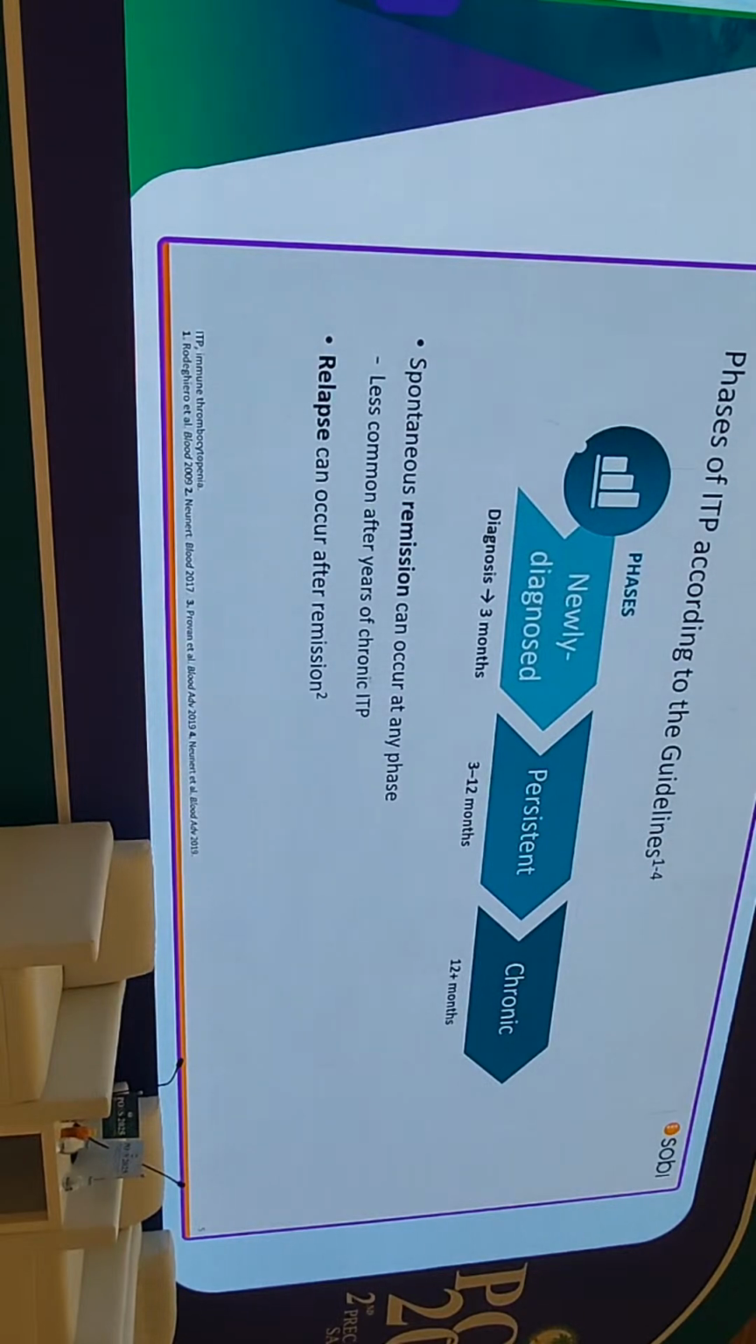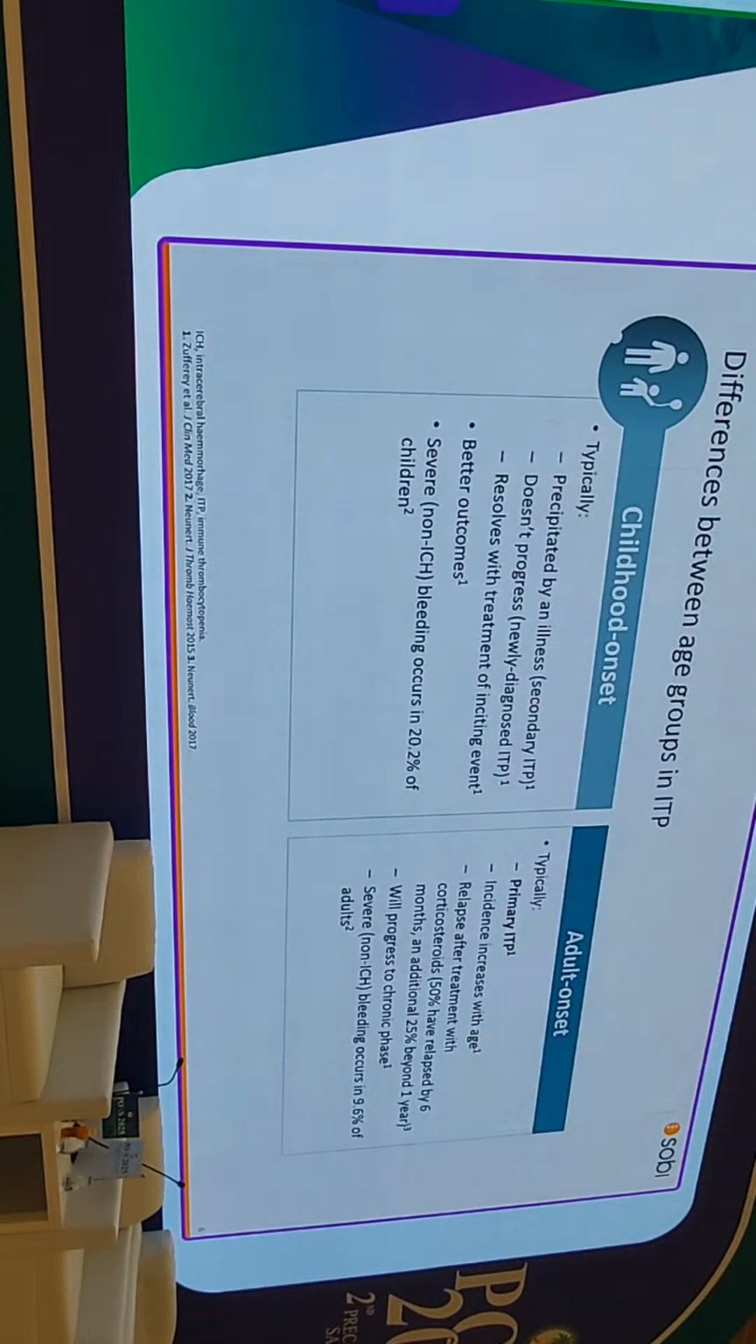In pediatrics, sometimes there is spontaneous remission, so often they don't treat it, they observe. But relapse can occur after remission, and you will see these cases. Childhood onset is typically precipitated by illness, such as a respiratory viral infection. It doesn't progress to be chronic or persistent, and resolves with treatment or sometimes without treatment. Of course, children always have a better outcome, whether leukemia or ITP, and I'm very jealous.